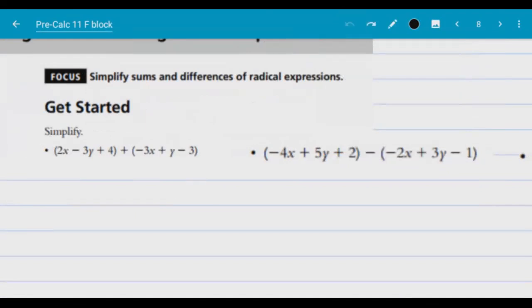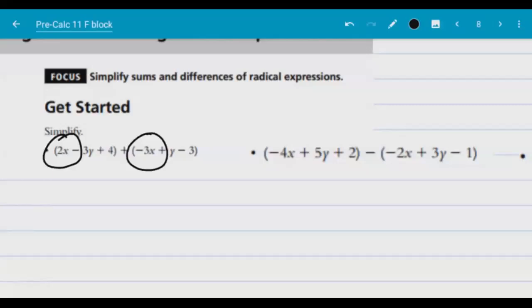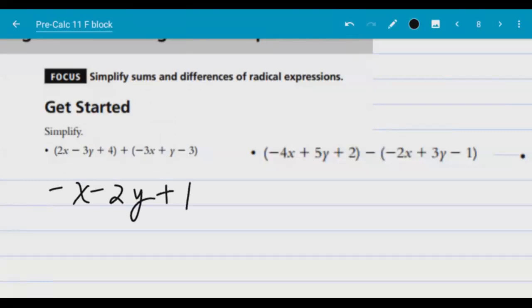Well, we have 2x and negative 3x, so this and this would give you negative x, right? While negative 3y plus y would be negative 2y, all right? 4 minus 3 is plus 1. There you go. Next one.